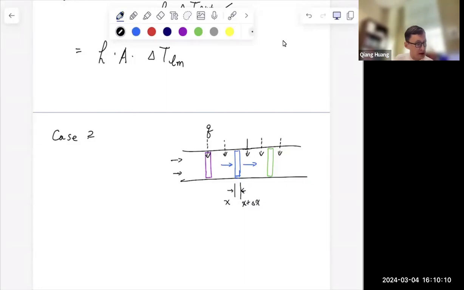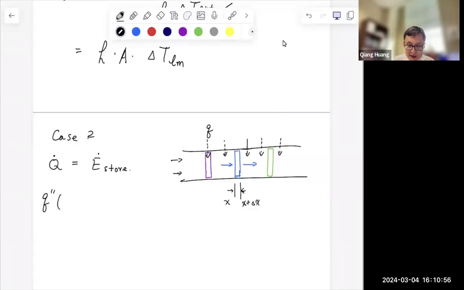In this case, we still can construct the energy balance for that thin slice. The purple, blue, green tells you the temperature is increasing from left to right. The energy balance is still the same: the amount of heat transferred into the fluid flow, or the system, equals the change of the stored internal energy, and I put a dot there because that will be the change rate. That translates into the Q flux, the heat transfer flux, times the surface area.